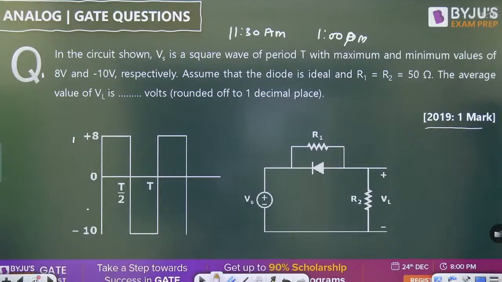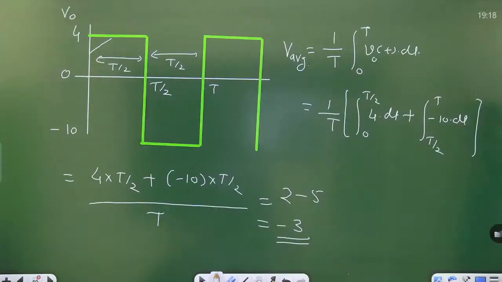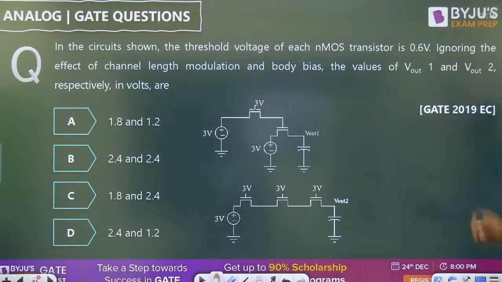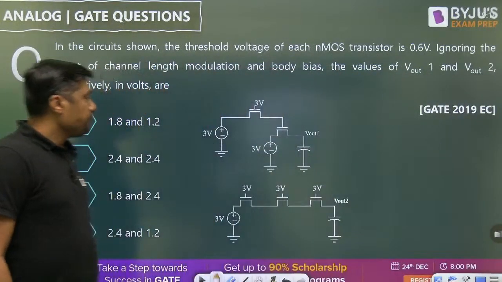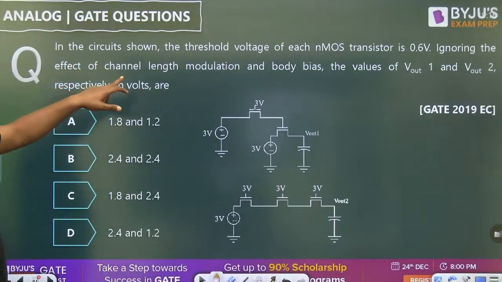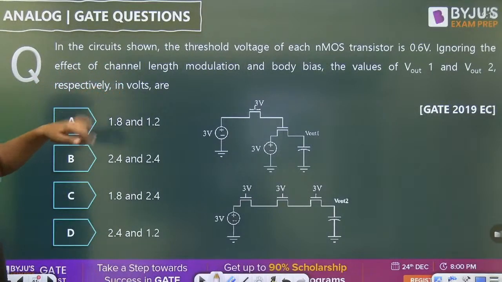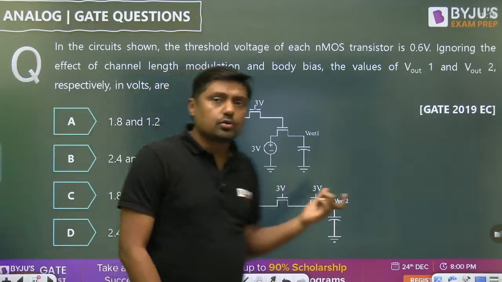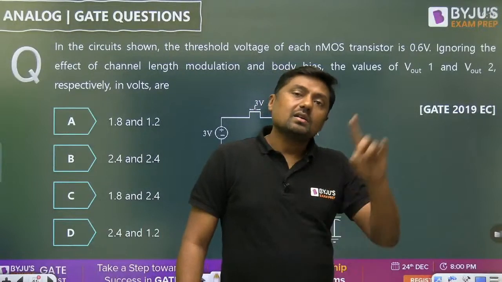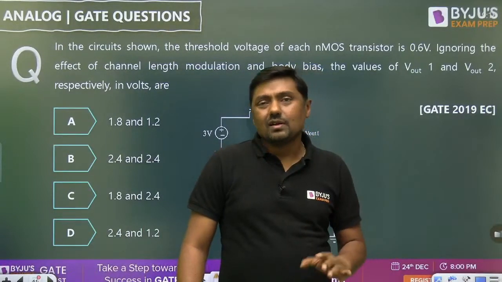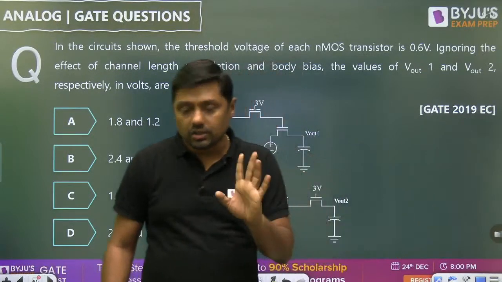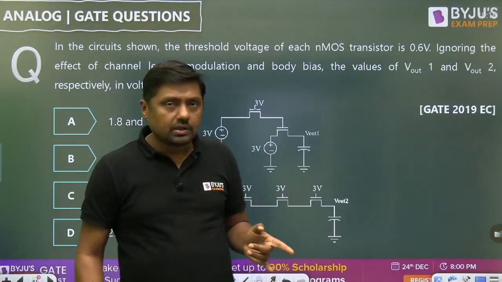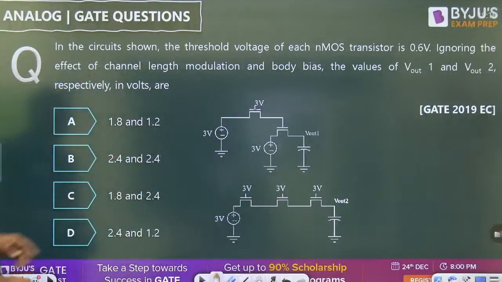Next, that is from the electronics branch. Again, this is a question from the electronics branch. MOSFET, right? In the circuit shown, the threshold voltage. Last year again a similar type of question. In 2019 a similar question, again there was one capacitor, you have to find the voltage. Yesterday I solved that question, and today again see, the same question came in 2019.